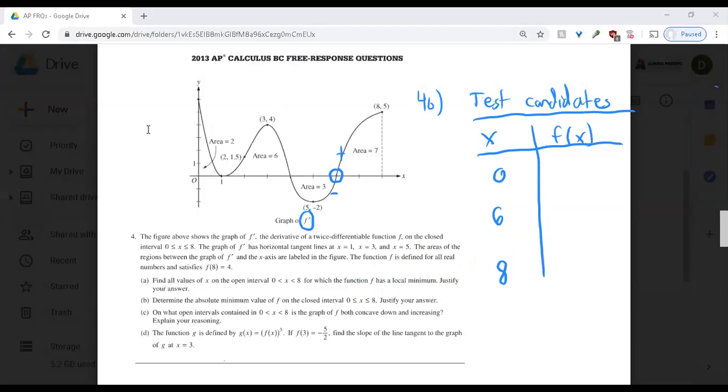So coming back here. So 0, 6, and 8. So the function is going to be the starting value plus the net change. Well, f of 8, we already know. That's going to be our starting value. So right here, it says f of 8 equals 4. So we don't have to do anything for that one. So those are my endpoints, 0 and 8.